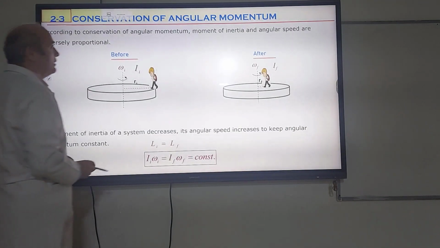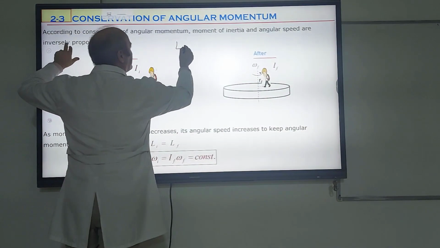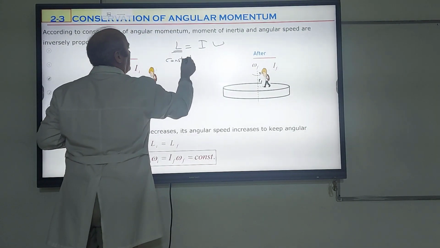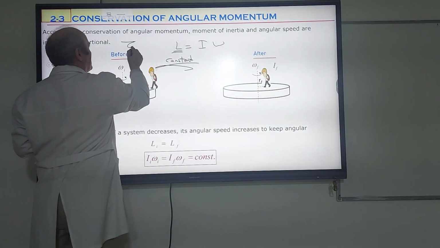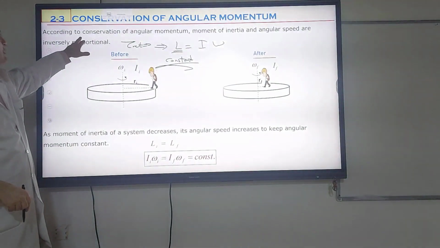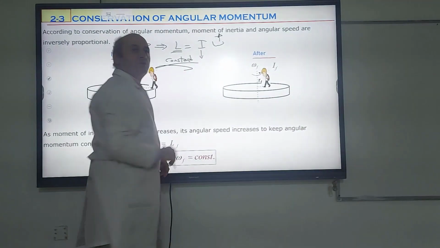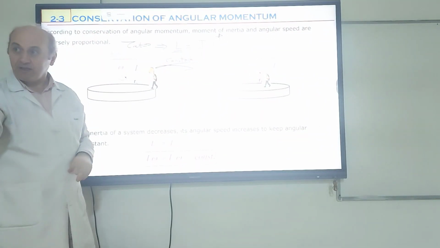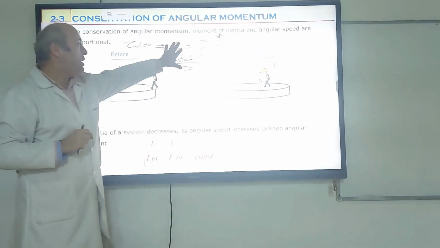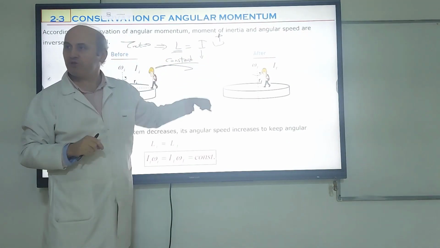So if angular momentum stays constant, L is equal to I times omega stays constant, which of course means net torque must be equal to 0. Then I see that if this is constant, I and omega are inversely proportional. So this is another way. How can you increase omega without changing angular momentum? By decreasing the moment of inertia.